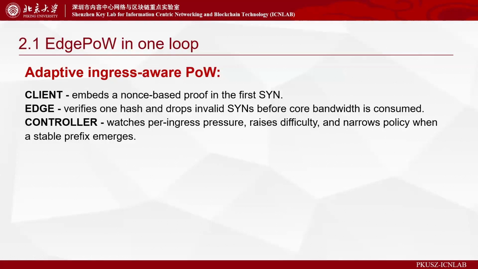EdgePoW has 3 cooperating components. On the client, the TCP stack places a nonce-based proof in the initial SYN, so there is no challenge round trip. At the edge, the switch or an eBPF hook verifies one hash and drops invalid SYNs immediately. In the control plane, an SDN controller continuously monitors per-ingress SYN rate and chooses both the difficulty and the enforcement scope.